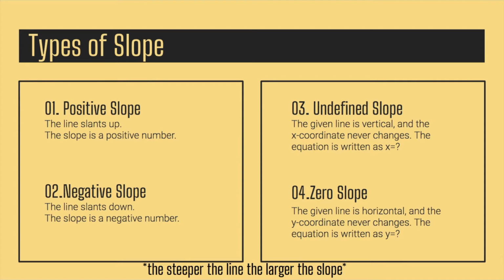The third slope we encounter is undefined slope, which is when a given line is vertical and the x-coordinate never changes, so the equation is written as x equals whatever integer that it is. Our fourth example is zero slope. This line is always horizontal and the y-coordinate never changes, and the equation is written as y is equal to whatever integer that it is. Now, one important thing to remember is that the steeper the line, the larger the slope.